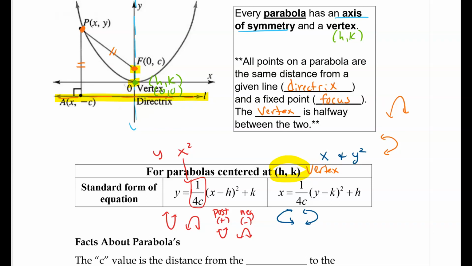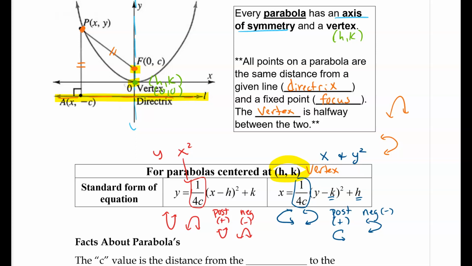But a few things you need to remember. Again, this value out in front of the parentheses tells me if I open to the right or to the left. So if I have a positive value for the 1 over 4c, you are going to open to the right. If you have a negative value for this, you are going to open to the left. But also notice the difference here: my h and k switch spots. So it's going to be very important that you know which form you're working with, so you know if you open right, left, up, or down when you're working with these values.